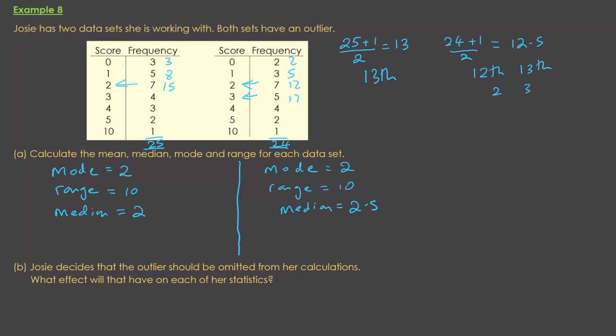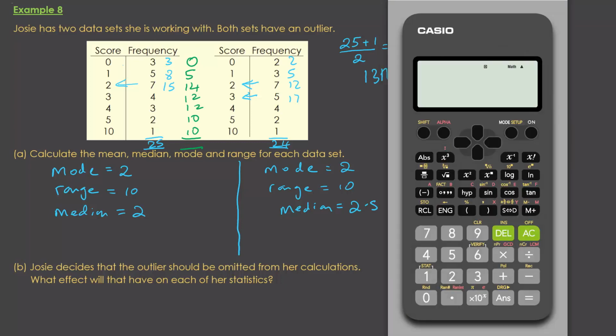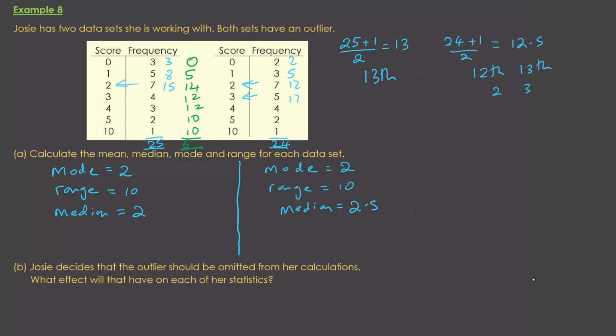Now, finding the mean, we need to do score times frequency. So 0 times 3 is 0, 1 times 5 is 5, 2 times 7 is 14, 3 times 4 is 12, 4 times 3 is 12, 5 times 2 is 10, 10 times 1 is 10. And adding those up will give us the total for the data when we add all the data up. So I've got 5, add 14, add 12, add another 12, add 10, add another 10. So that's 63.